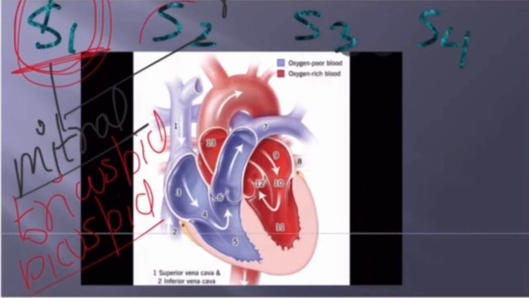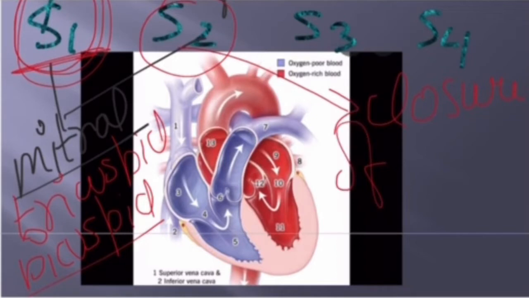Next, when I say S2, what do I mean by that? When am I going to hear this sound? You will be hearing this sound at the closure of your semilunar valves. What semilunar valves do we have? It is aortic as well as pulmonary. So these are two valves which are going to get closed, and you will hear the sound which is S2.